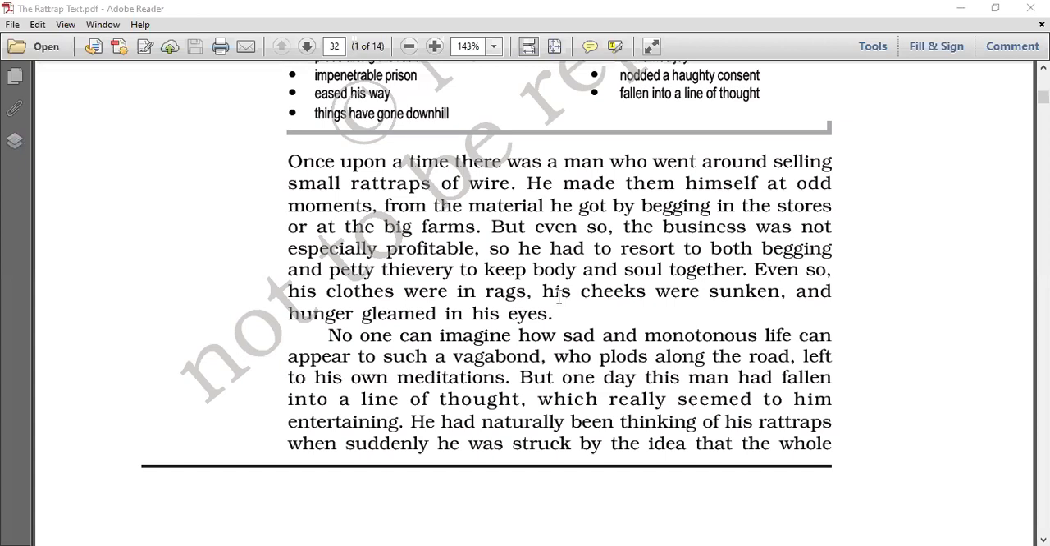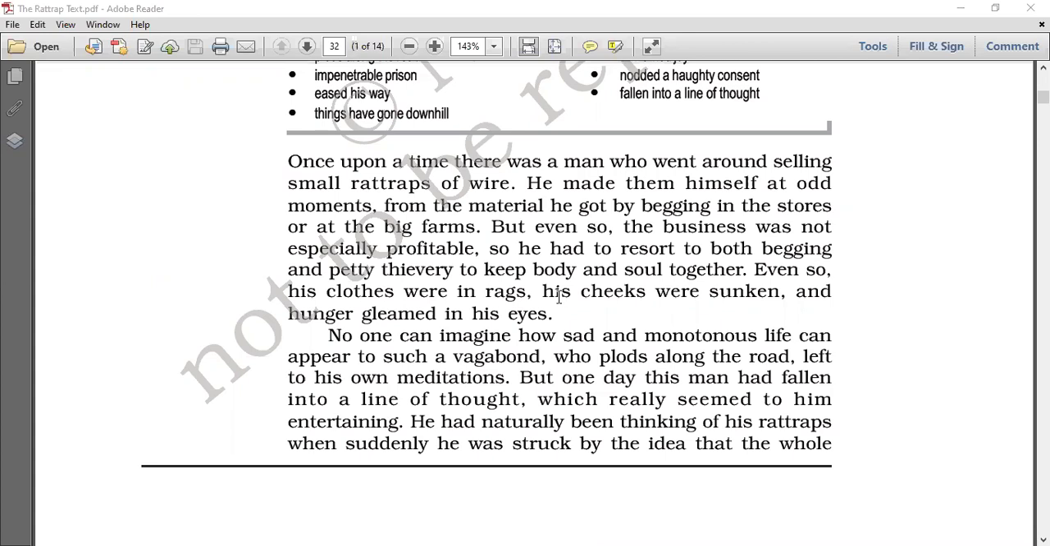Underline resort: it means you are forced to do something. So he was forced to do both begging and petty thieveries. Underline that, petty thievery, in the sense it's like theft, T-H-E-F-T, and of course small stealing. So petty thievery means small stealing. So here, both begging and petty thievery to keep body and soul together.